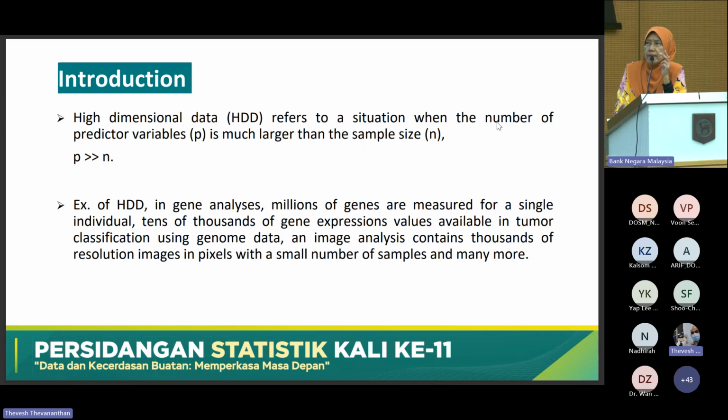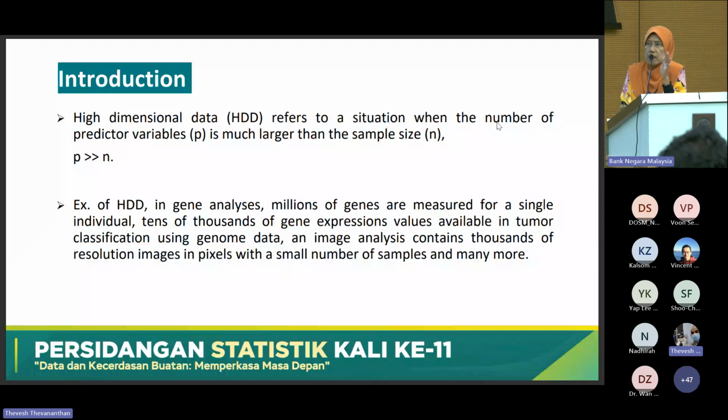Why does this happen? This situation usually occurs in high dimensional data, where high dimensional data refers to a situation when the number of predictor variables is much larger than the sample size n. Examples of high dimensional data: in gene analysis, millions of genes are measured for a single individual, and tens of thousands of gene expression values are available in tumor classification using genomic data. Image analysis contains thousands of resolution images, where there are a small number of samples and many more variables.